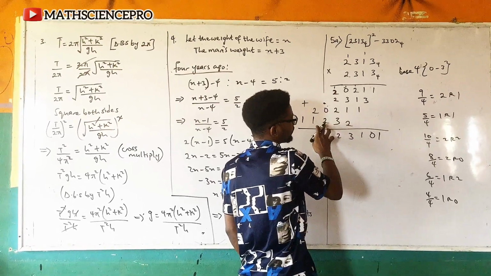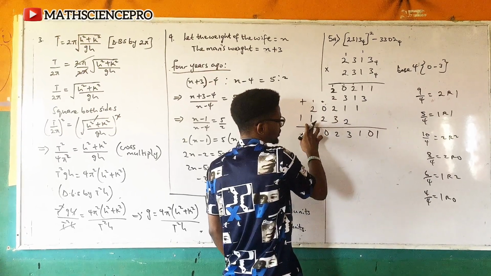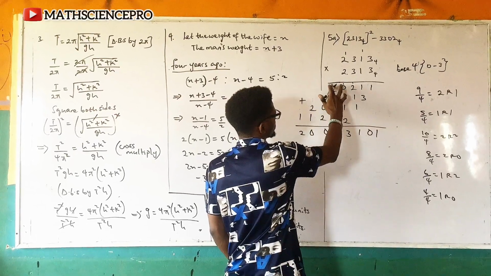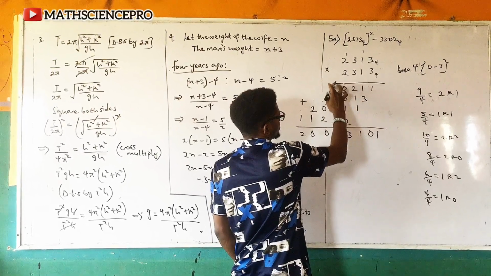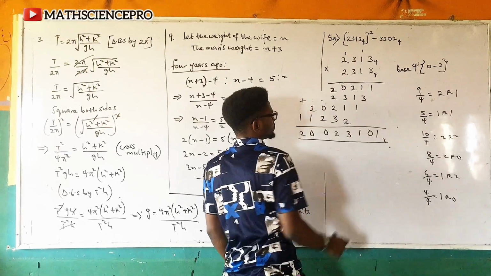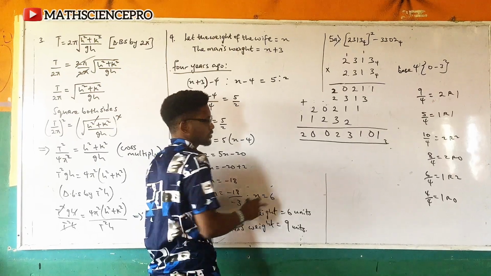So I have 4. 4 is going to be 1 remainder 0. I have 4 again. That's going to be 1 remainder 0. And I have 2. So now I can take all those things out. So basically this is the result. So it means when you square this, we have 20023109101, sorry, in base 4.